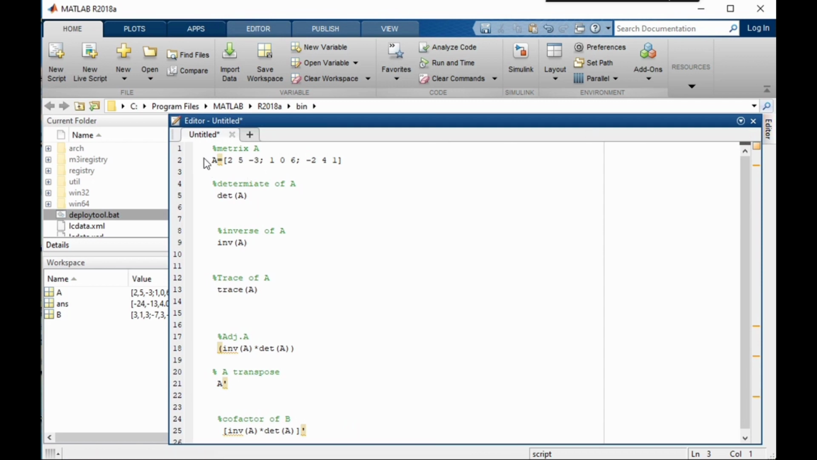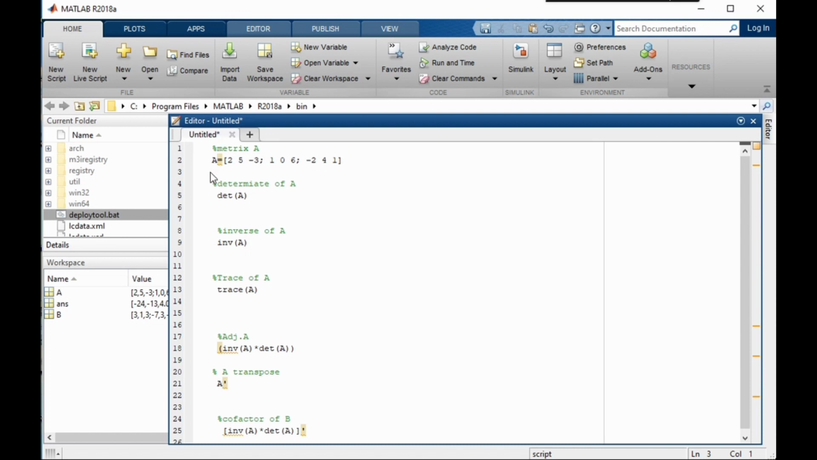So we have our matrix A. The matrix A is a 3 by 3 matrix. We have 2, 5, and minus 3, which is terminated with a semicolon. So we have the first row, the second row, and the third row. So we have our matrix A.